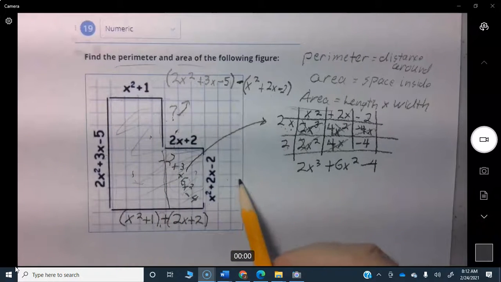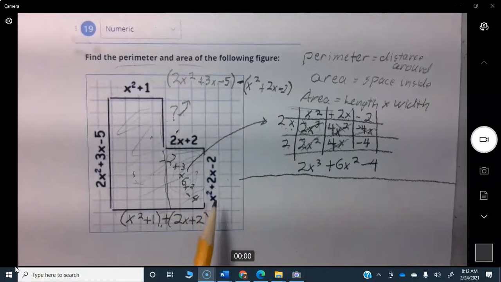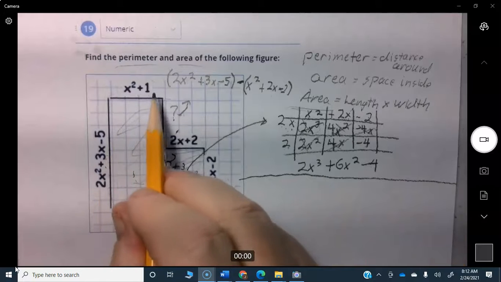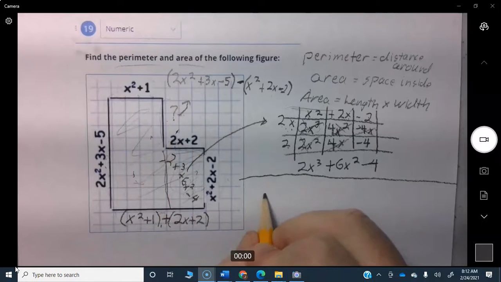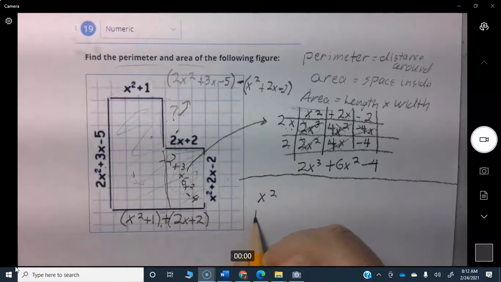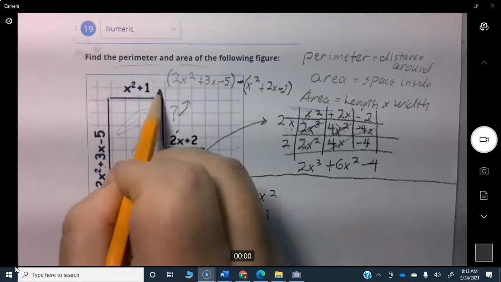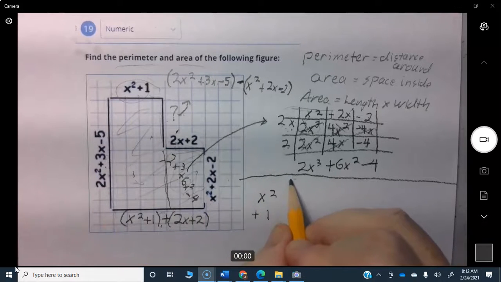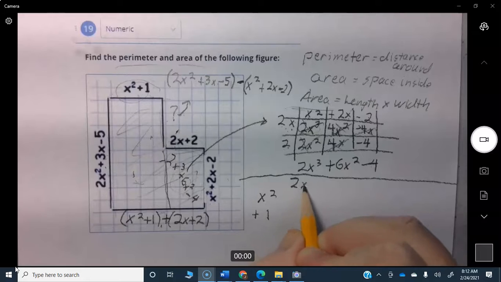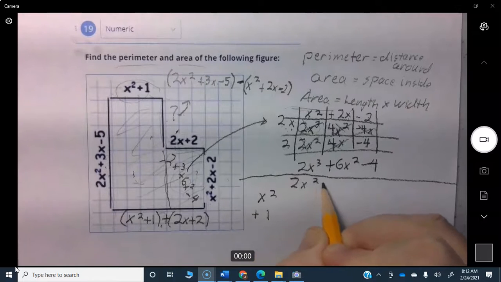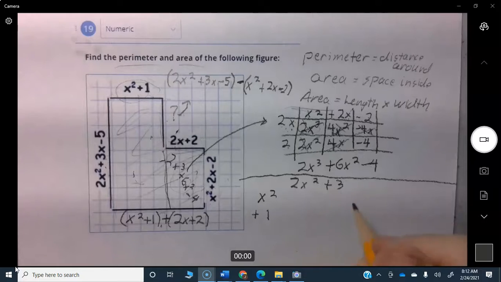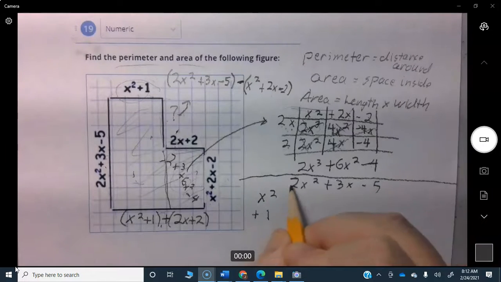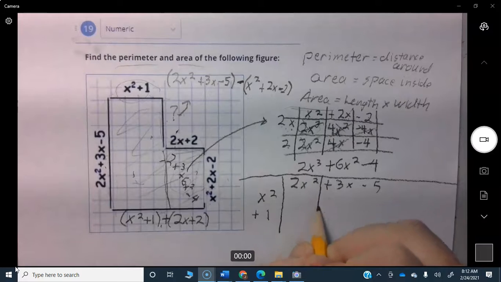Now we've got to do the same thing. I'm going to draw a heavy line here to divide them. You've got to do the same thing with this and this. So I'm going to come up here and write x squared plus 1. That's this one right here. And then this one I'm going to put on the horizontal, so it's 2x squared plus 3x minus 5. And I'm going to draw my grid.